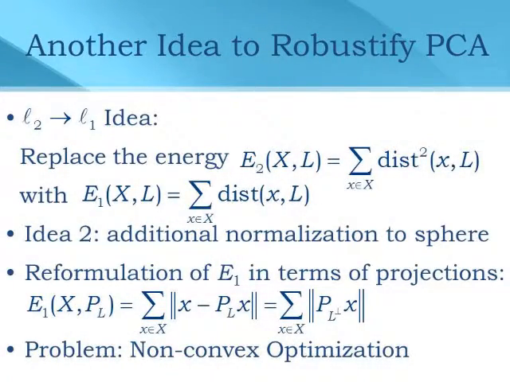So let me now discuss a very simple idea for robust PCA, and then I'll show you how it satisfies the properties that we want PCA to have. The basic idea is that PCA is based on L2 energy. Let's have an L1 energy. So instead of minimizing this, let's minimize this.